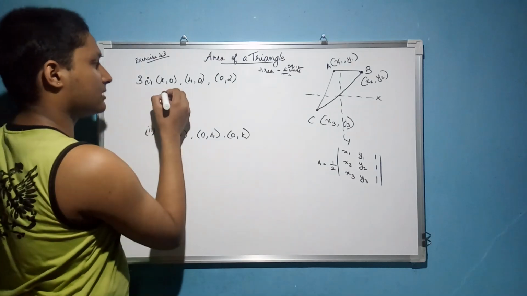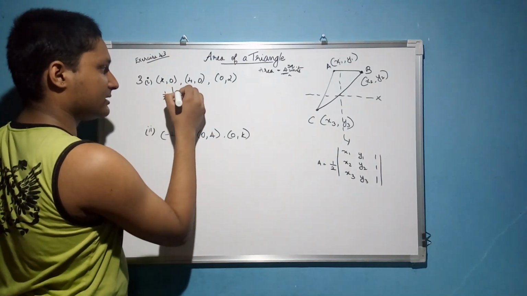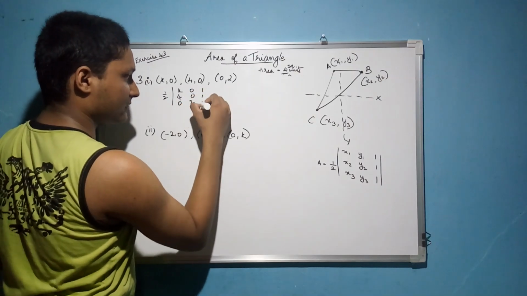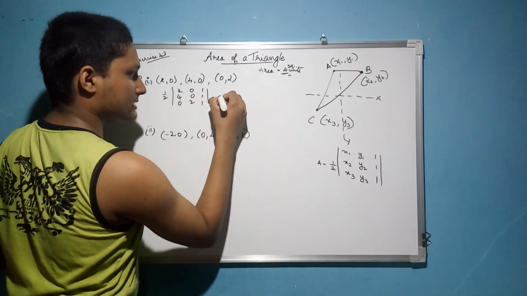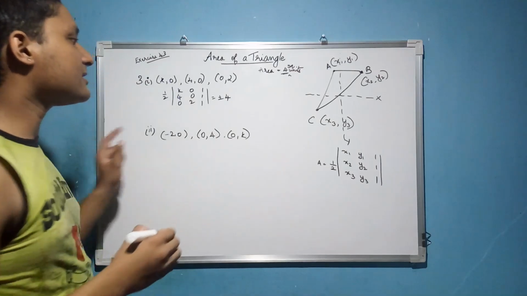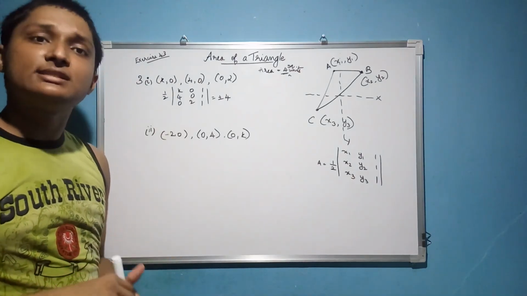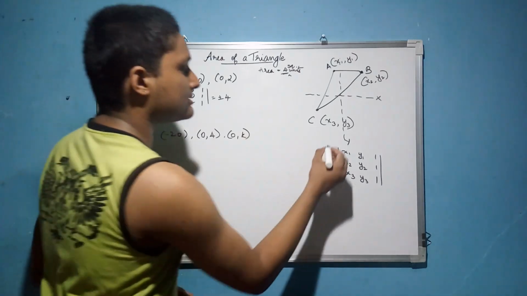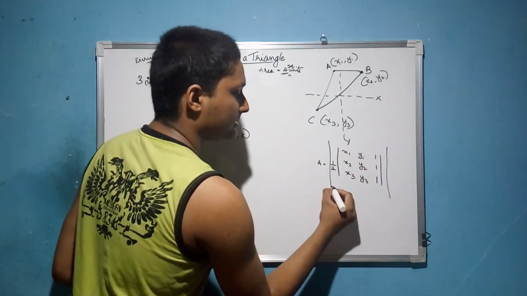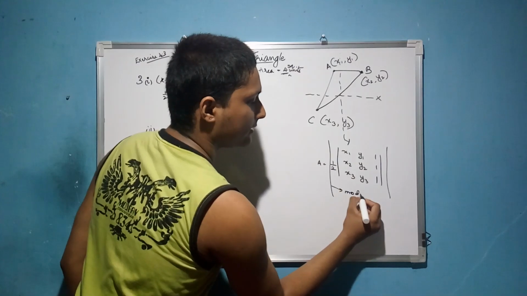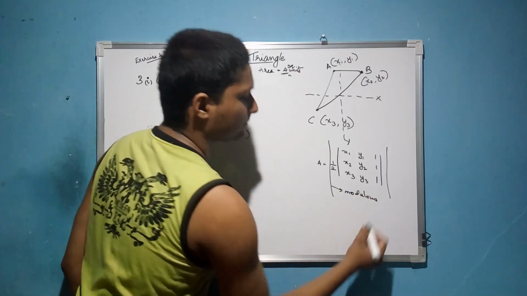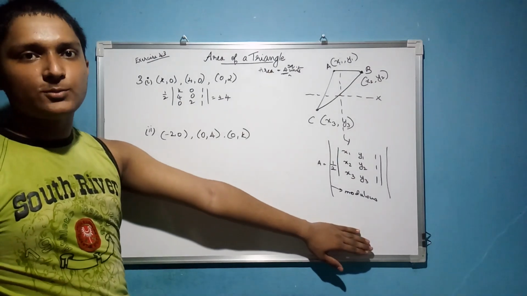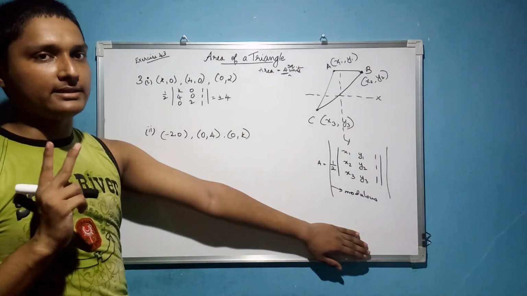So half into the determinant, that is K, 0, 1, 4, 0, 1 and 0, 2, 1, should be equal to plus or minus 4. Because when you consider the determinant value, it can be either positive or negative. When we consider the area, we need to consider the modulus value. Since it is the modulus value, there can be 2 possibilities.